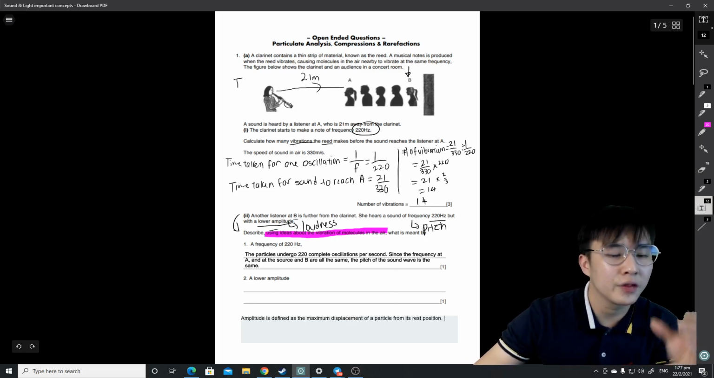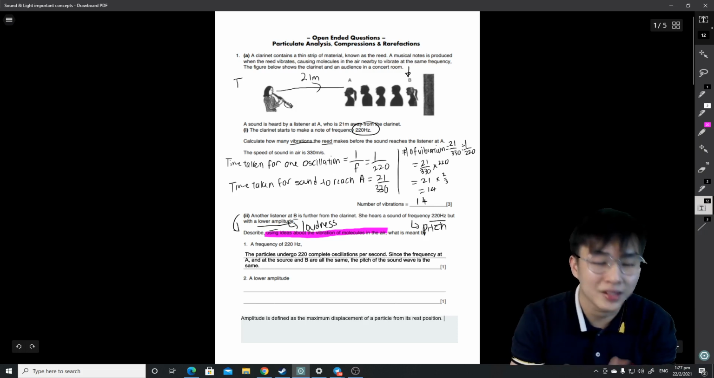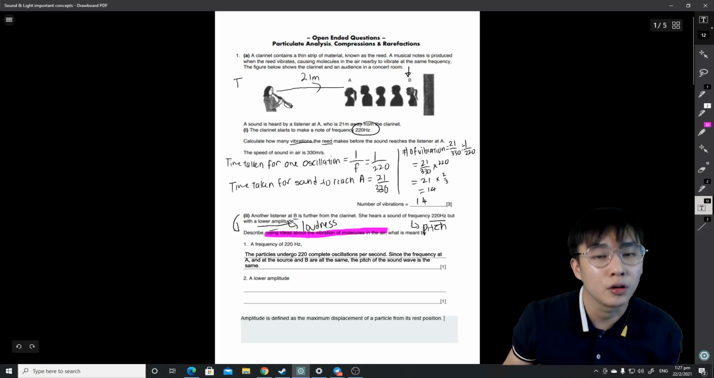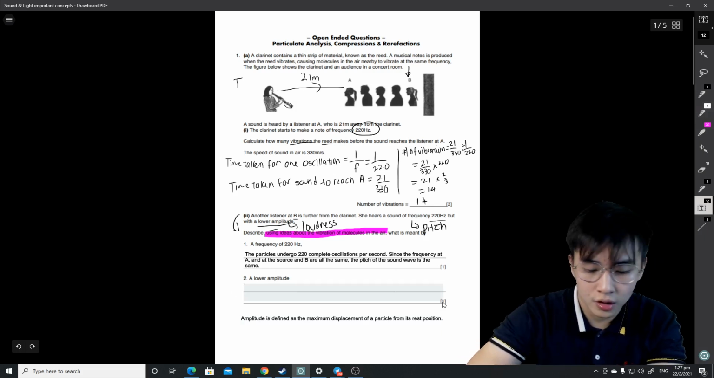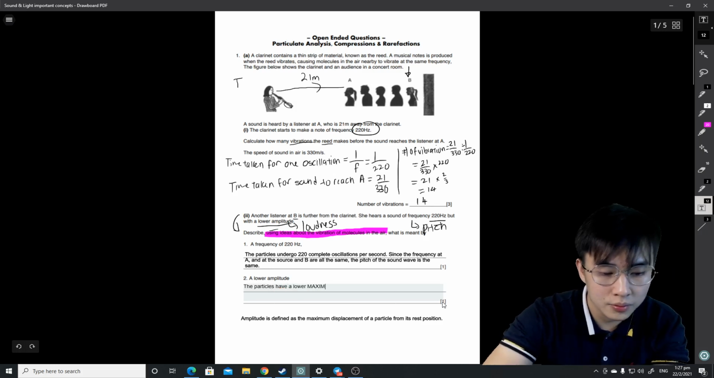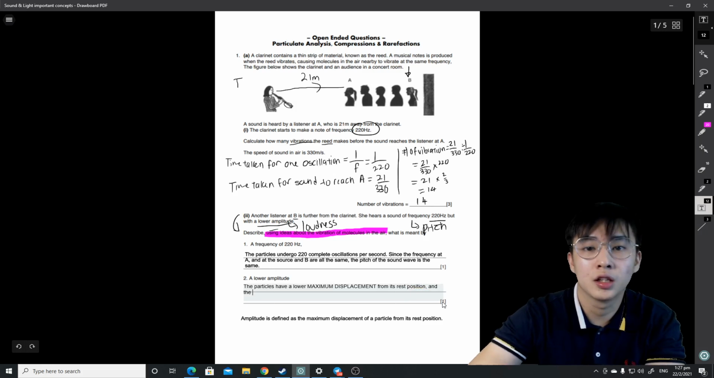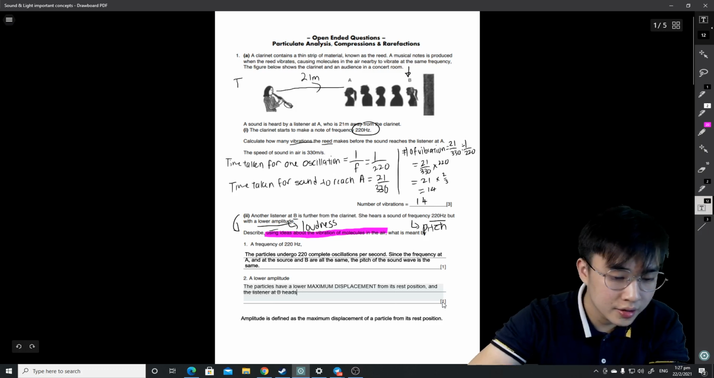Okay, so think about it. If you have a lower amplitude, then you have a lower maximum displacement of the air particles, or whatever's in the wave, which in this case is air particles, from the rest point. So very easy. Down here you can just write the particles have a lower maximum displacement from their rest position, and the listener at B hears a sound which is less loud.